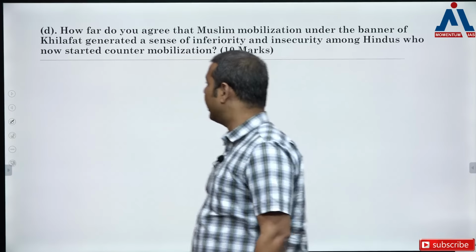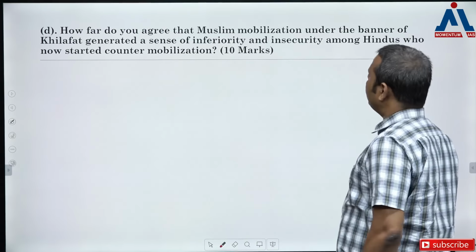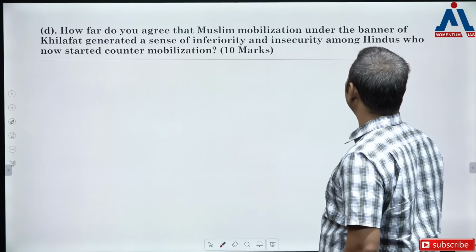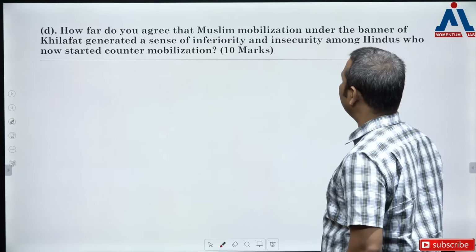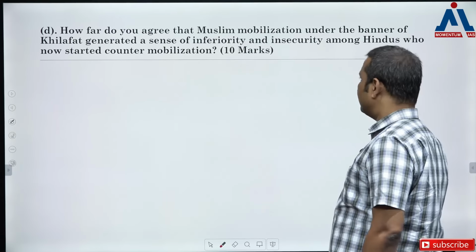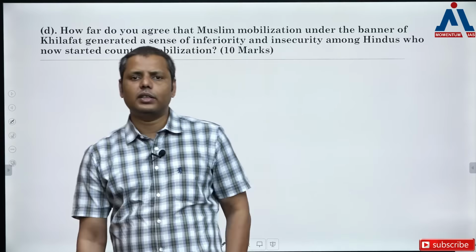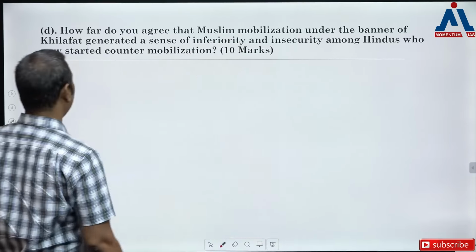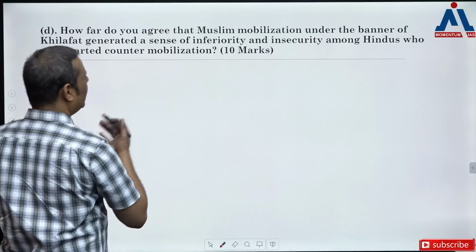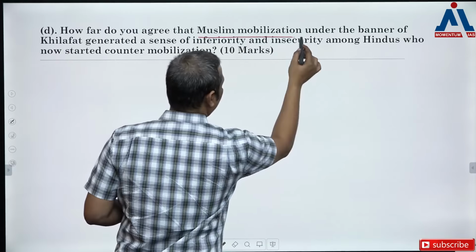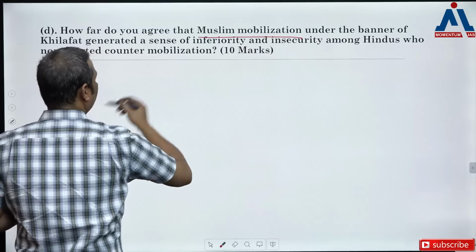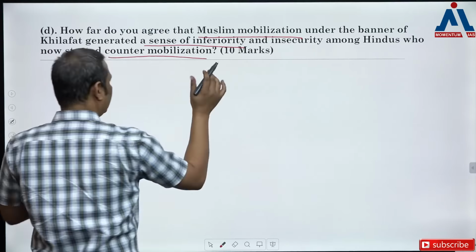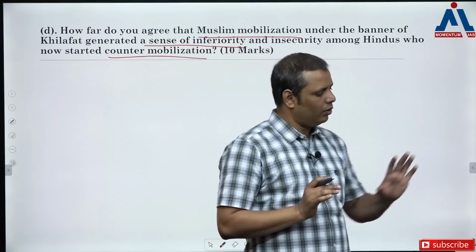Okay. Next question. How far do you agree that the Muslim mobilization under the banner of Khilafat generated a sense of inferiority and insecurity among Hindus who now started counter mobilization? Now this question is again a very in-depth question. It's basically a kind of tricky question. So you first identify what the keywords are. They are the Muslim mobilization under the Khilafat, the sense of inferiority among Hindus, and the counter mobilization that started. These are three ideas around which you need to frame the question.